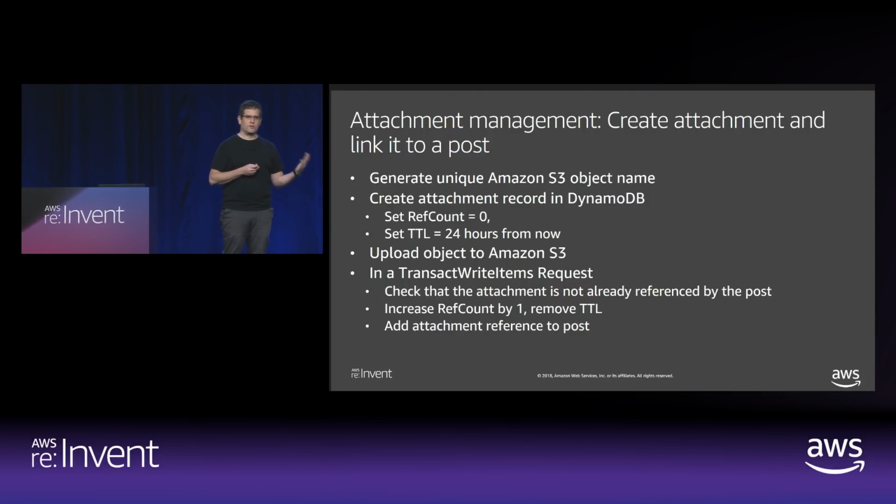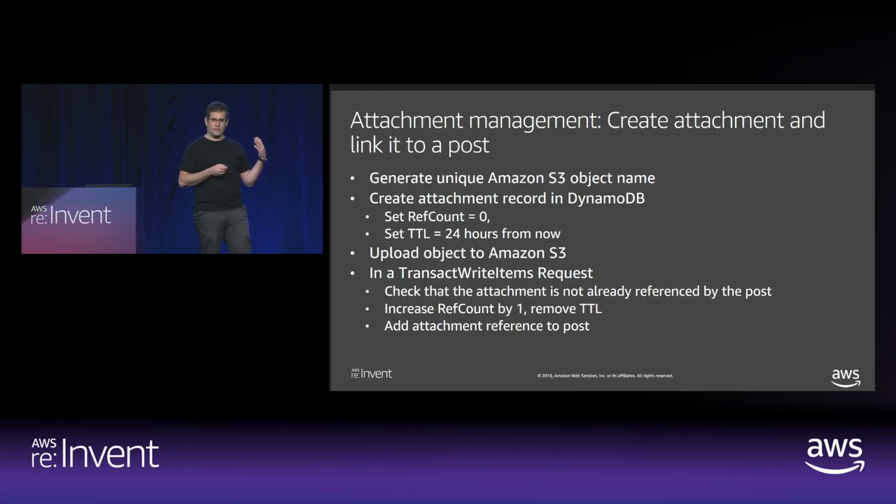So if that put succeeds, I'm now in a state that is open to failure. Suppose the client dies, the service dies. Now we have essentially a dangling pointer to nothing. I have an attachment object that doesn't point to an S3 object, but it has a TTL. So eventually, that item is going to get picked up by TTL. We're going to delete it.